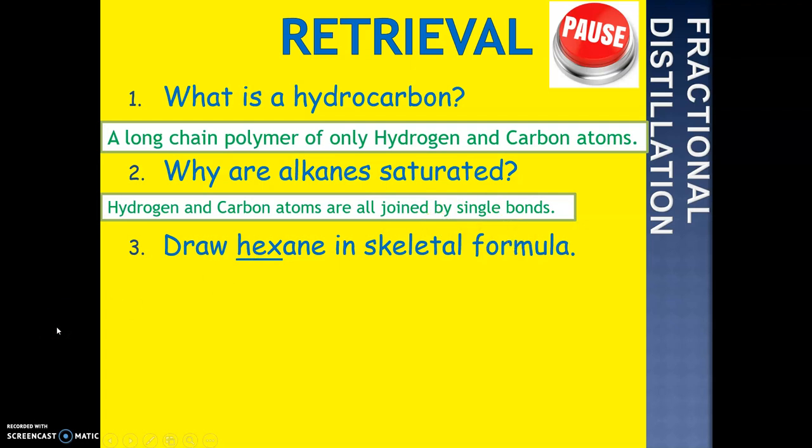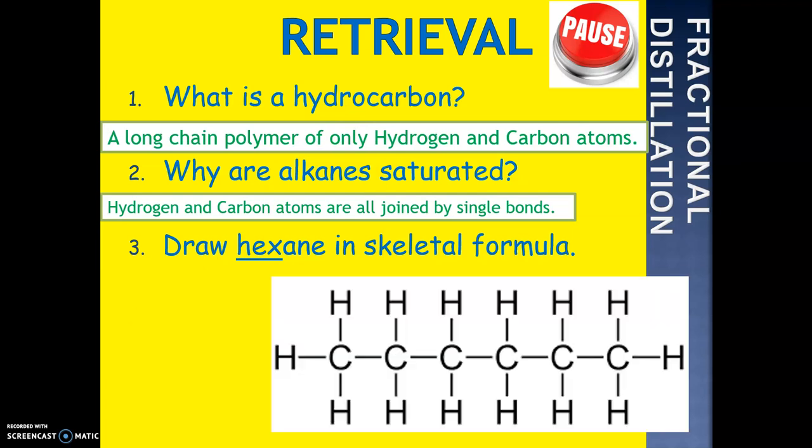And a simple drawing of hexane, which is a type of alkane, so it's a type of hydrocarbon, in skeletal formula or a displayed formula. That's another way of saying that. Just on here. Okay, so it's got hexane, that means 6, so 1, 2, 3, 4, 5, 6 carbons. Okay, so you can give yourself a mark out of 3 for that. And excellent if you've got 3, 2, well done, 1, let's address those misconceptions there.